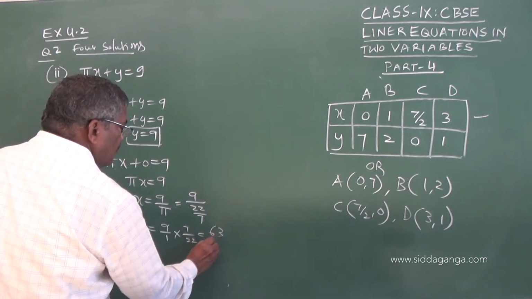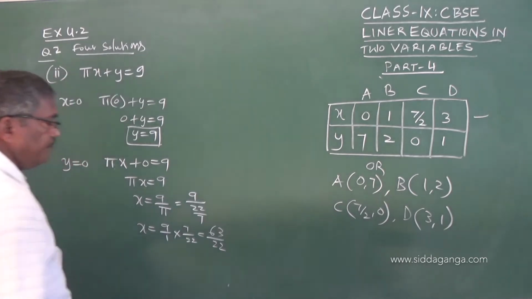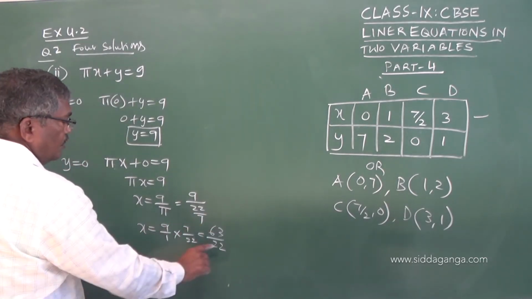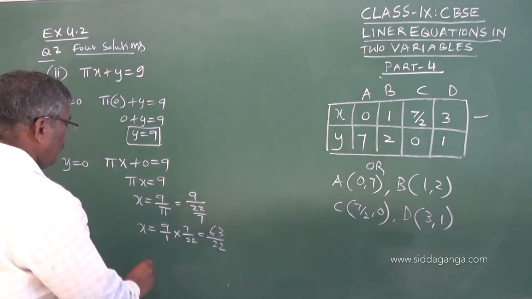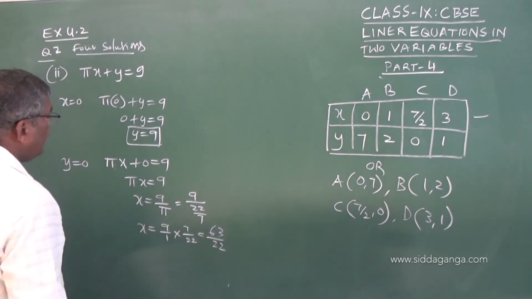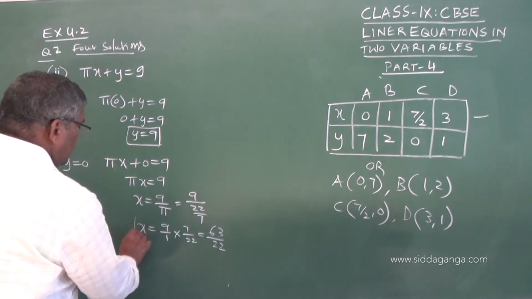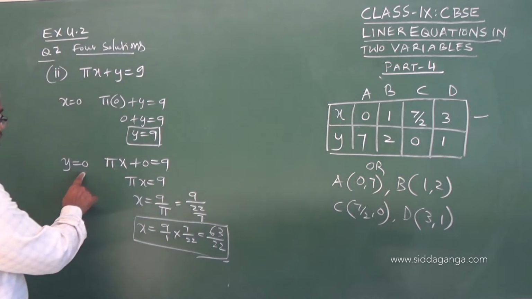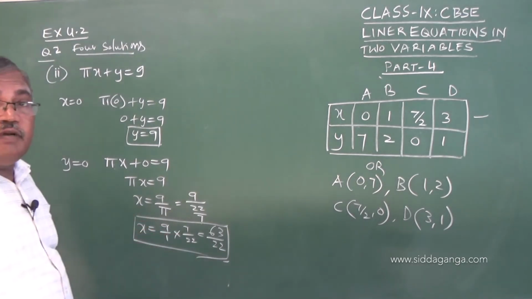63 by 22. So, 9 sevens are 63. 1 into 22 is 22. So, therefore, x equals 63 by 22. So, this is the second solution. So, when x is 0, y is 9, and when y is 0, x is 63 by 22.